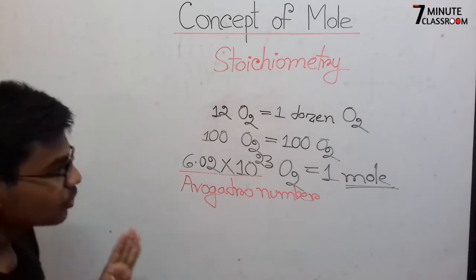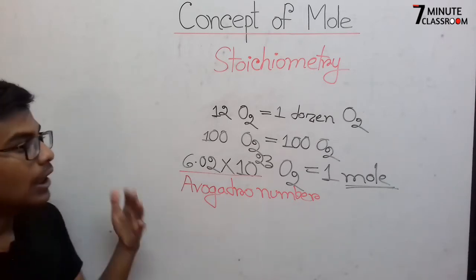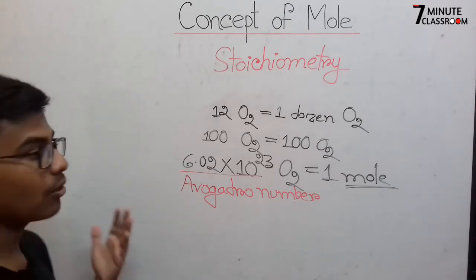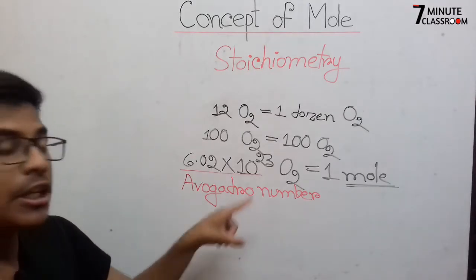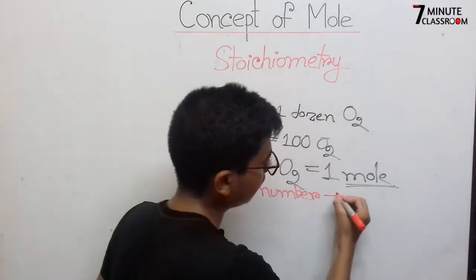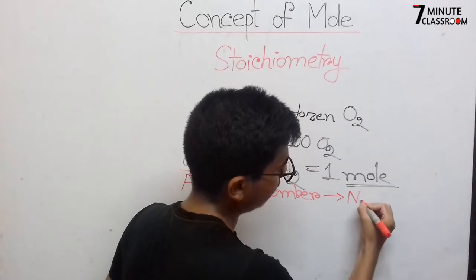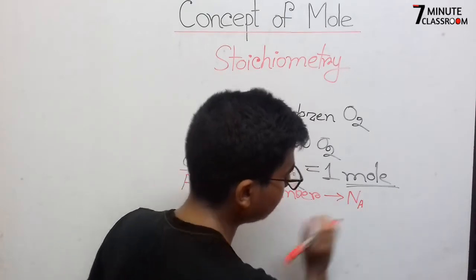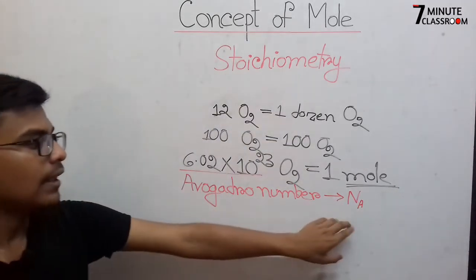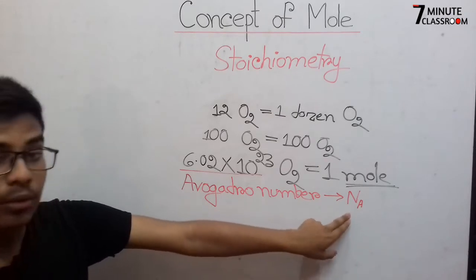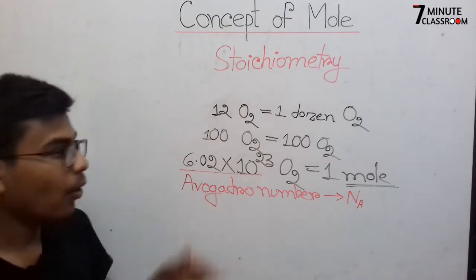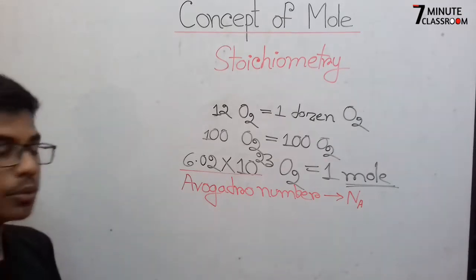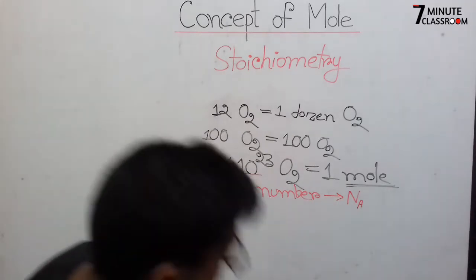Okay, so next we are going to give some examples, and yes, this Avogadro number is denoted by N with a subscript below it. So that is the symbol through which this Avogadro number is denoted. Okay, now we are going to see something.